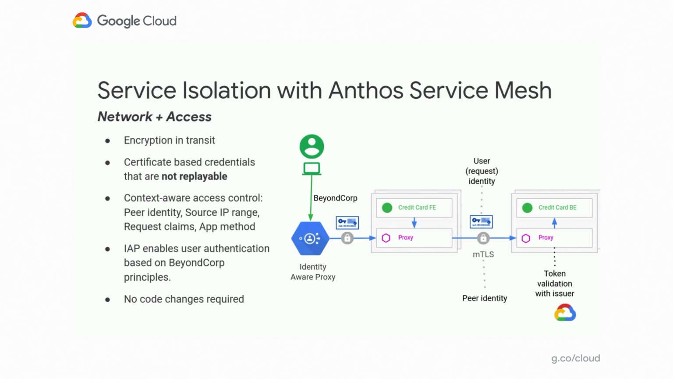ASM also provides you with context-aware policies that allow you to define access controls based on peer, request, and application contexts. For example, you can state that only credit card frontend can access credit card backend. You do this in terms of identities. Thus, credit card frontend can be deployed anywhere, and the access policy remains the same irrespective of the network context of credit card frontend. You can also state that credit card frontend can only access PII when it presents an end user credential, i.e., a valid JWT token that has the right claims. Thus, with Anthos Service Mesh, you can reduce the privilege of the credit card frontend with respect to PII, but also ensure that all access to credit card data happens only through the credit card frontend.